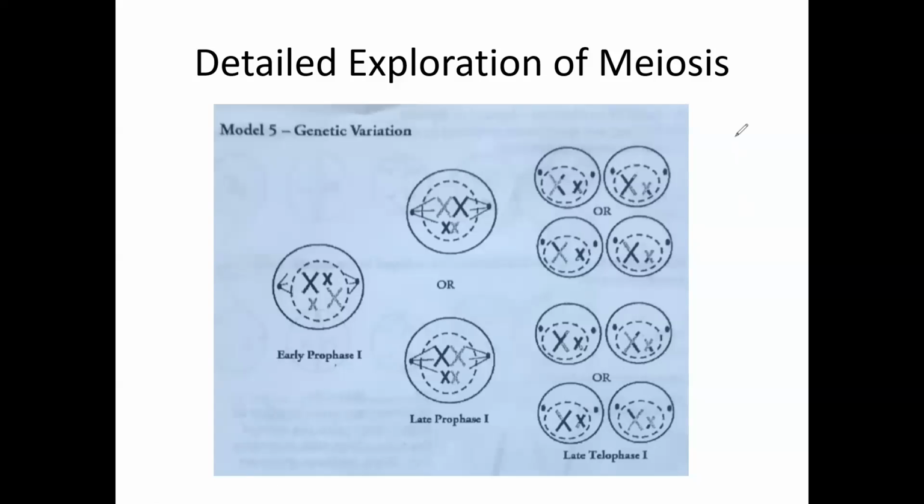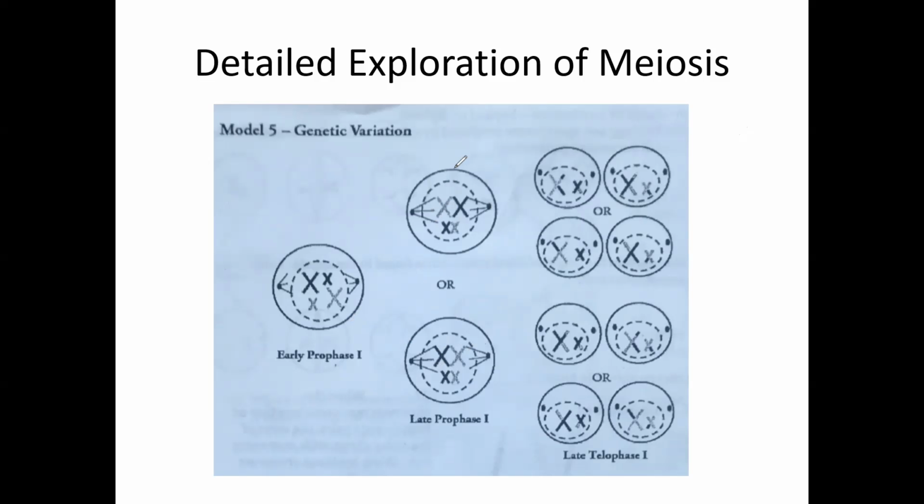Model 5 is a condensed version of Meiosis 1. Notice the two possible arrangements of chromosomes in late prophase 1. Considering what you know about DNA replication and meiosis, is either arrangement equally likely during the formation of tetrads in late prophase 1? So what they're asking you is, these are the two possible arrangements, right? And remember, this is independent assortment.